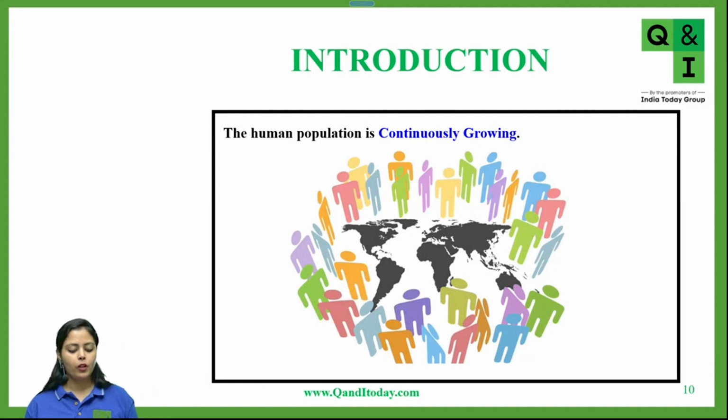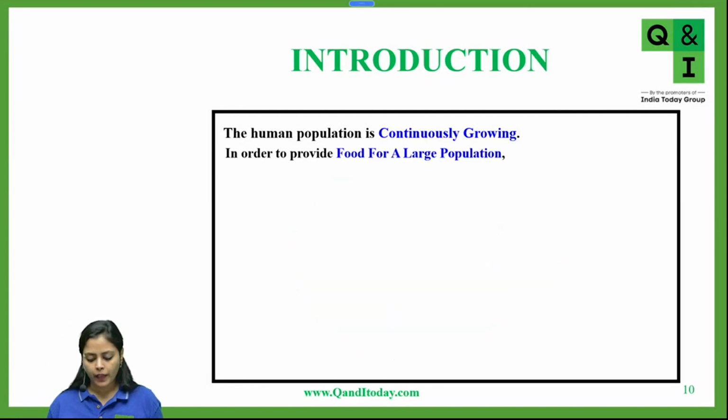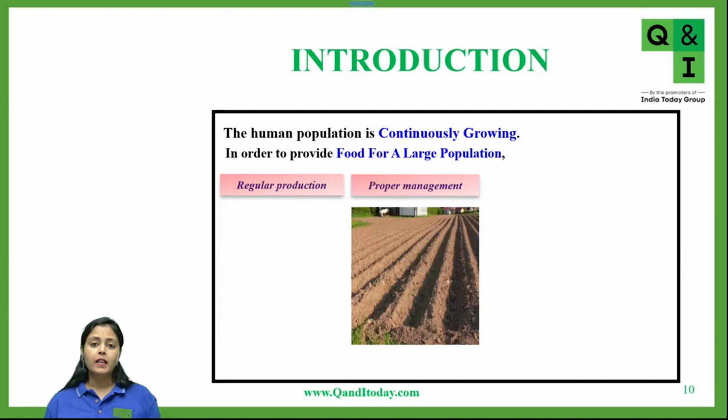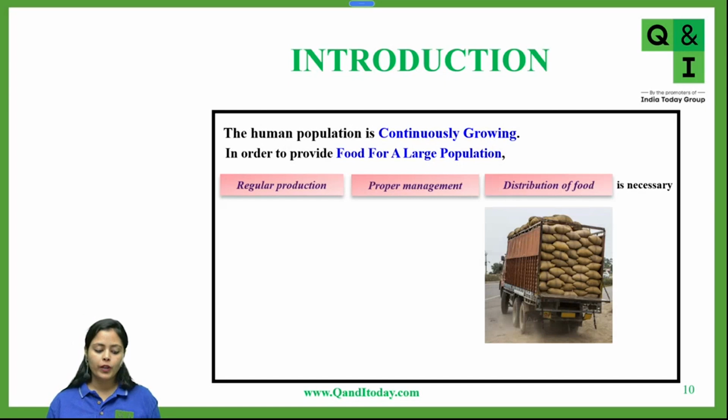So, you see, first of all, that the human population is continuously growing. In order to provide food for a large population, what all do you require? First of all, there should be regular production of the food. There should be regular production of the crops. Second, once you are growing the crops in a field, they should be properly managed. That means you need to supply them with proper nutrients for their proper growth, and also at the proper time, harvesting of the crops should be done. Next, distribution of food is necessary.